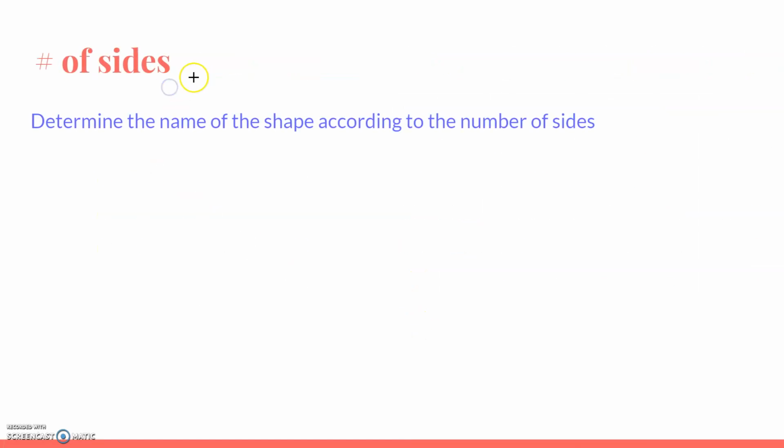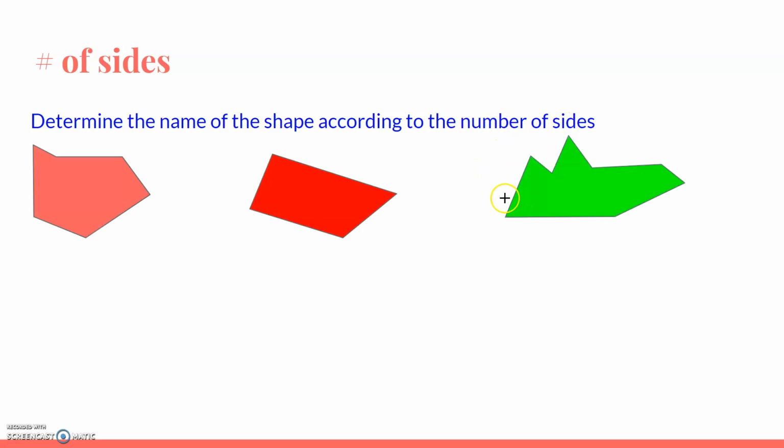Alright, number of sides. All you're going to want to do here is determine the name of the shape according to the number of sides. These are the same shapes from earlier. You're just going to write down the name of the shape according to the number of sides. Pause the video, try this out, come back, and I'll give you the answer.